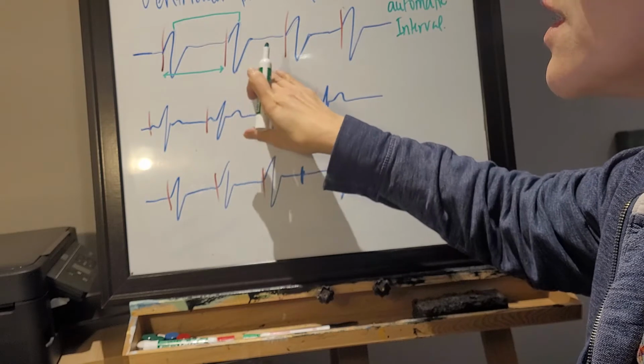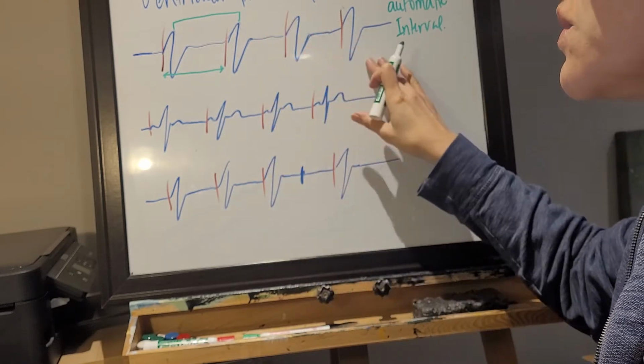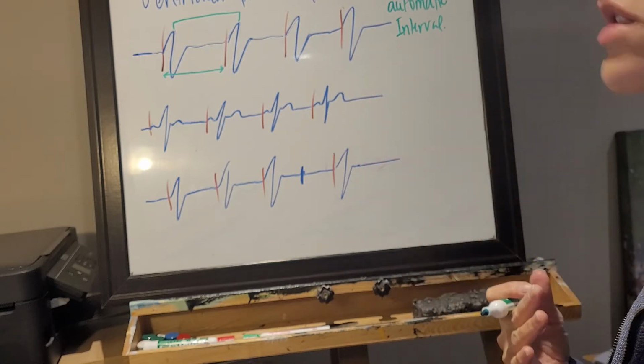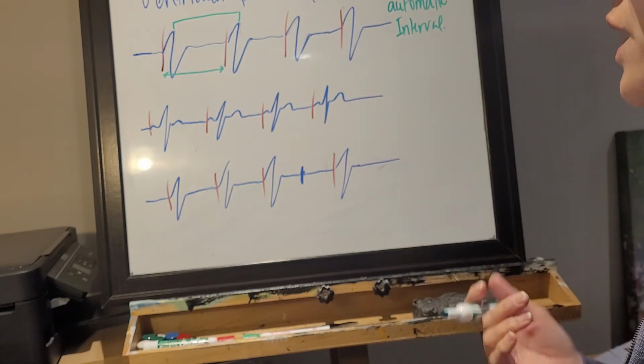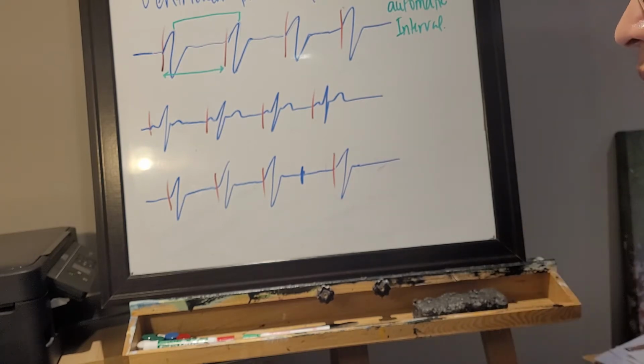Because if anything comes early, or if anything comes late, or if something is missing, those are dysfunctions of the pacemaker, and you would have to identify them. So the automatic interval is a key thing to remember.